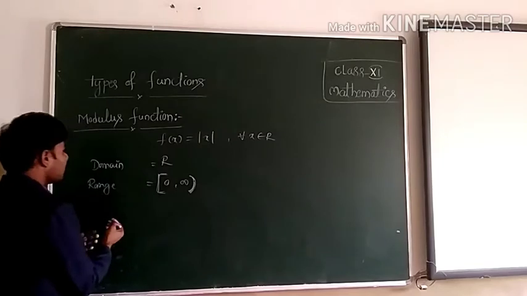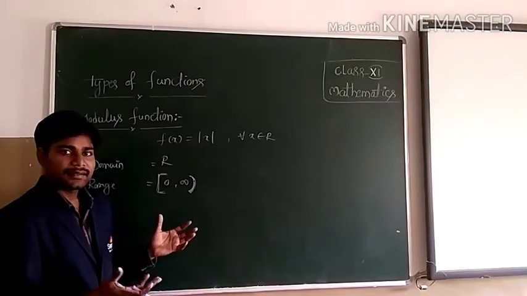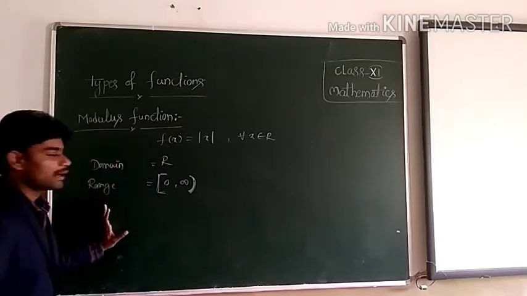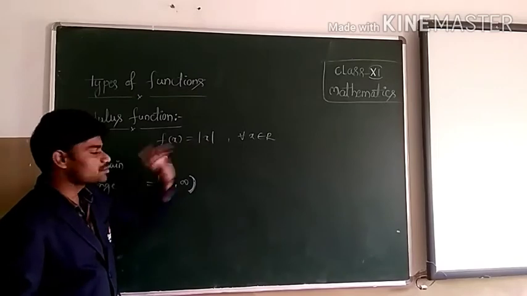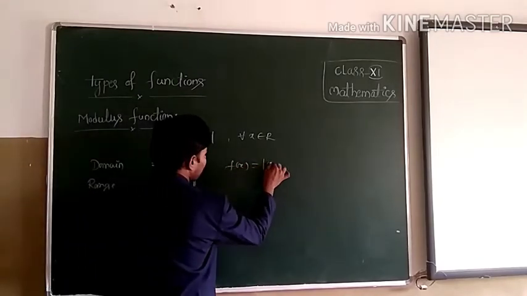So let's see, in the earlier functions everywhere we are getting the domain as real numbers and the range also as real numbers, but here the case is different, because f of x is equal to modulus of x. Suppose f of x is different like this, modulus of x.